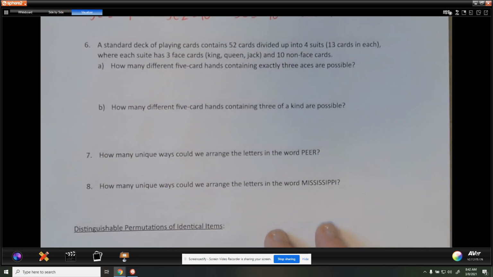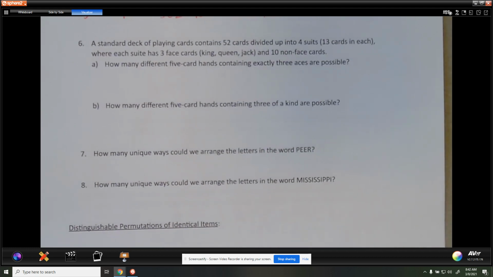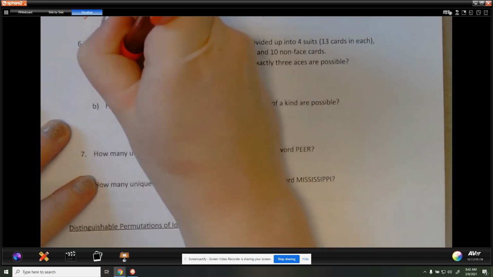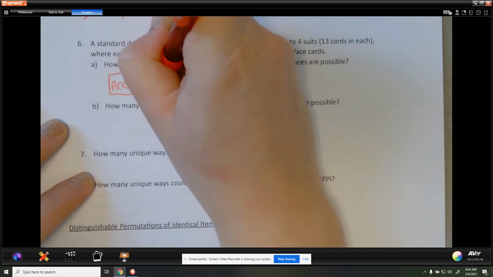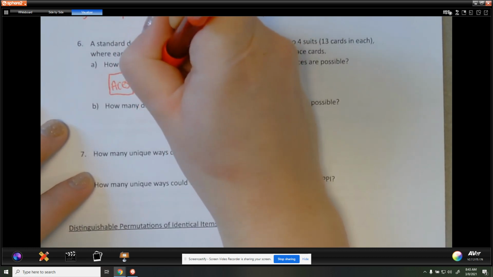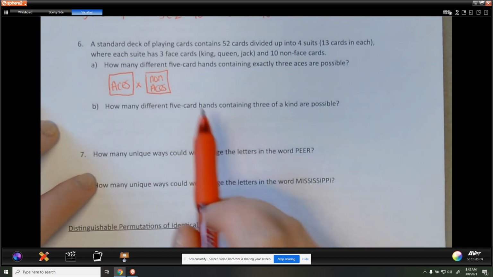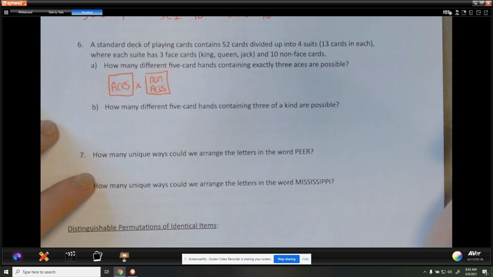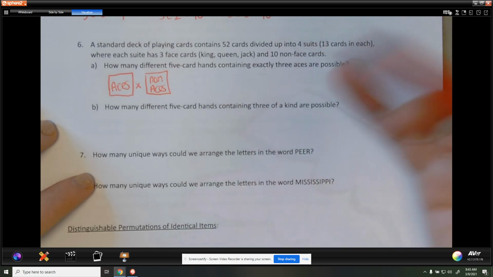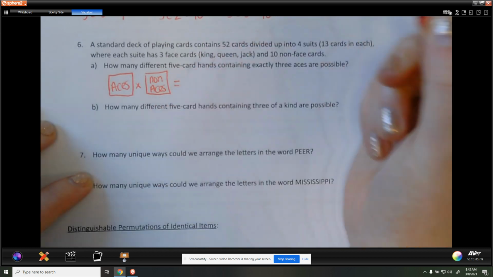So we need to go through our flow chart again. I'm just going to read through it. Can these items be repeated? No, they can't. There's only one type of each card in the deck. Is there more than one category? Yes. For our categories, we've got our aces, and then we've got the non-aces in our cards. Does the order of the selection matter? No, it does not. We can pick any variety of aces or any other card. The order doesn't matter. We're just picking cards. So we are going to use combinations.